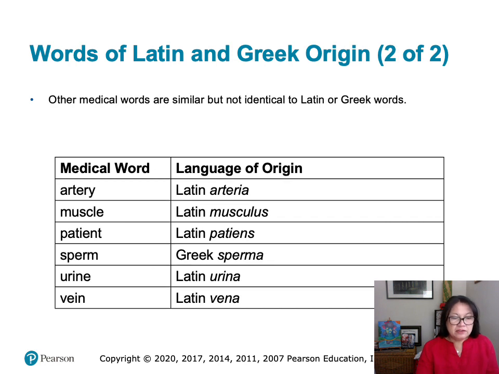Many other medical words are similar but not identical to Latin or Greek words. Take a look at the examples on the screen. Notice that these medical words contain most but not all of their Greek or Latin source word. Often only the end part of the source word has been changed. Like artery, in Latin it's arteria. Urine, Latin is urina. Vein, Latin is vena.